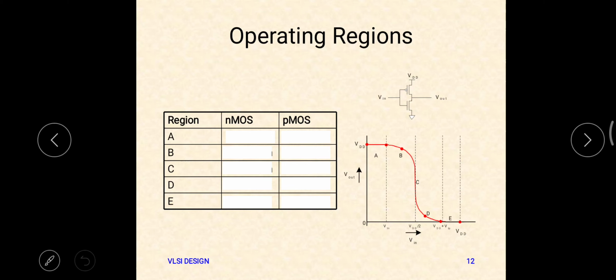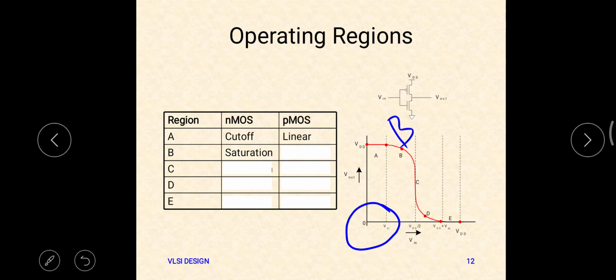So from 0 to VTN, the operating region of the CMOS inverter is region A. In region A, your NMOS will be in the cutoff region and PMOS will be in the linear region. Since the applied voltage is less than the threshold voltage, your NMOS will not conduct, but PMOS will conduct. So this is region A, and next is region B.